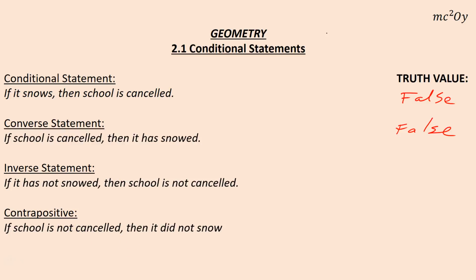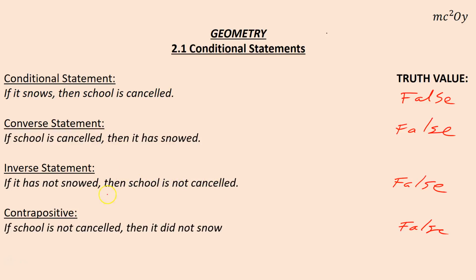We've had situations where it has snowed and school has been canceled, and it has snowed and school hasn't been canceled. So that is a false statement as well. And going back up here, if school is canceled, then it has snowed. And if it hasn't snowed, then school is not canceled. Also a false statement.